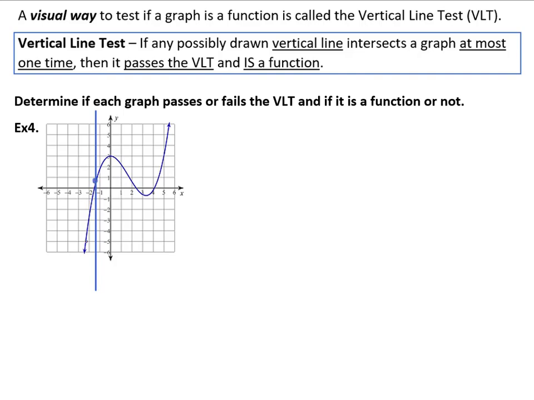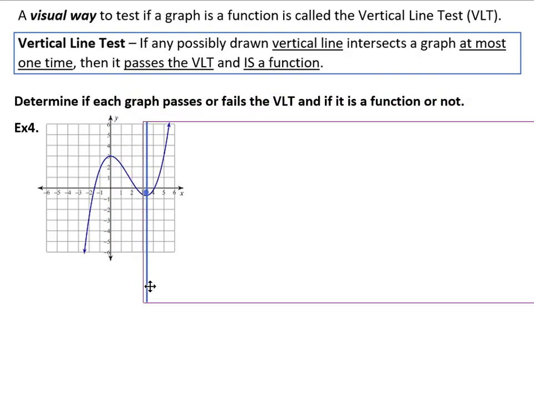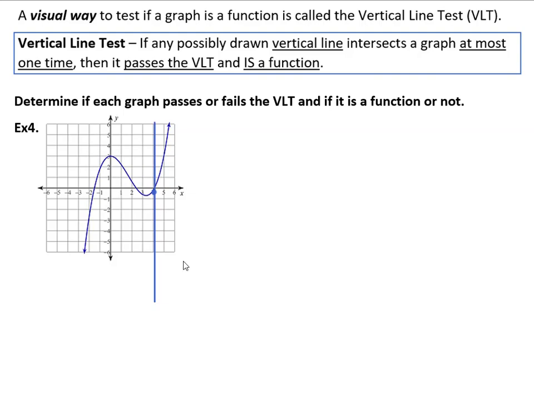Now imagine if I were to be able to grab that line and move it left to right. Okay, you could probably tell, sorry for some of the editing here. But anywhere I move this line, it's only going to be touching my graph once. So if that's true, we only have one output for any x value, for any input. This would pass our vertical line test. So in this case, we would say this passes the vertical line test. It's only touching at most one time, and therefore it is a function. Passes the vertical line test and is a function.